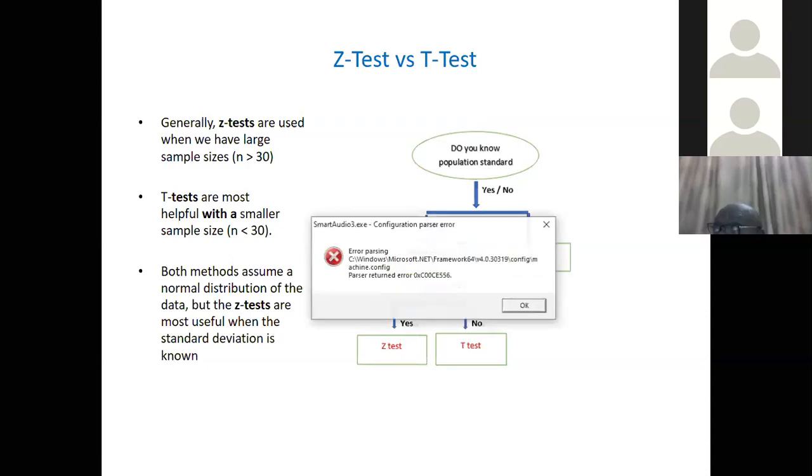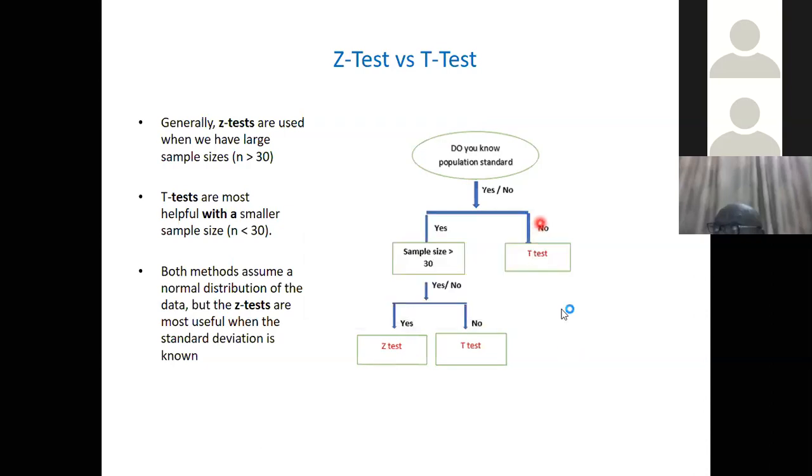Z is more like children, and T is like a child as it's growing to become an adult. Z is like an adult. Now, you will see this flow chart. If you want to screen, which one should I use for a particular data set? T distribution, or T test, or Z test? This is how to screen.